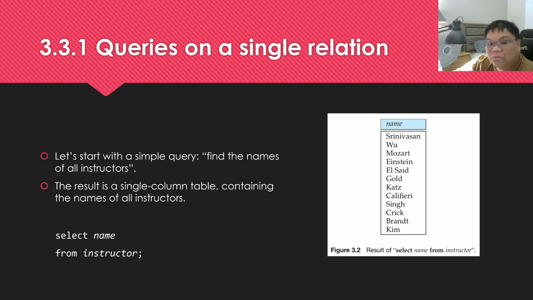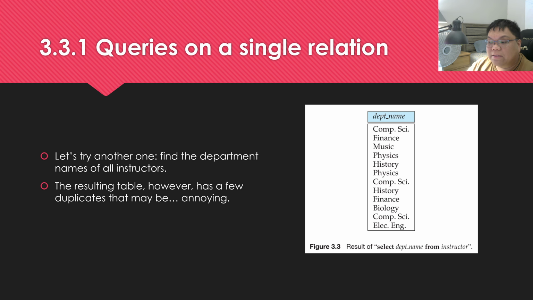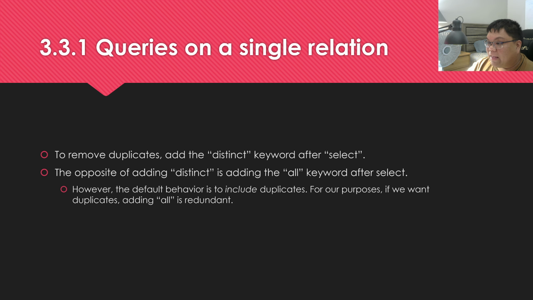Okay, but look at this. We have all the names of all our instructors by saying select name from instructor, but we also have select department name from instructor, and if you look closely, we have duplicates. To nix that, we can add the distinct keyword after select. This is something you're actually going to do in your lab. So to remove duplicates, we add the distinct keyword after select.